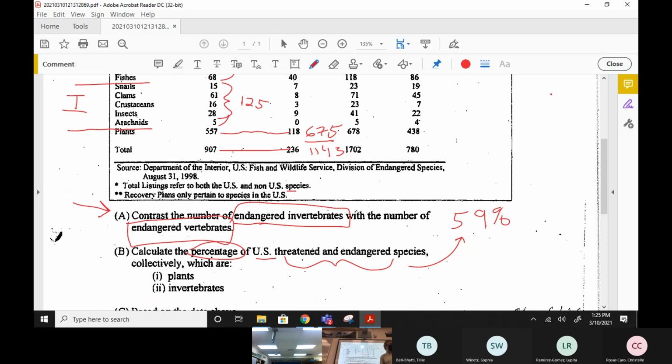Now, how'd you do for invertebrates? I got a much smaller number. I took these 125 that we already found on part A. I added these threatened ones to the endangered, added those on there. And once I had done that, I divided by this same 1,143 total, right? And then that gave me basically 13% when I rounded off.